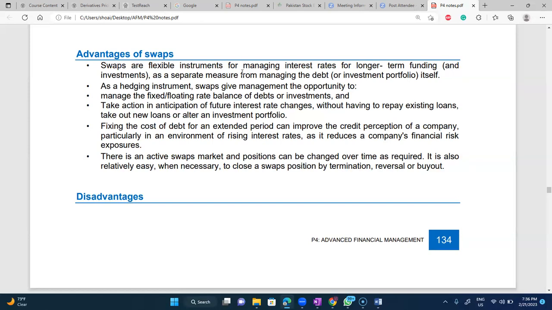Fixing the cost of debt for an extended period can improve the credit perception of the company. For example, if you are thinking that interest rates can go up, use the swap, convert the floating loan into fixed loan. You can change the perception of the company. There is an active swap market and position can be changed over time as required. You can change the position in the market. Okay, that's the beauty of the swap.